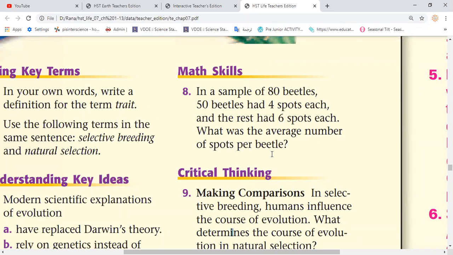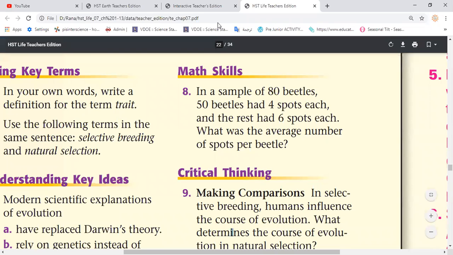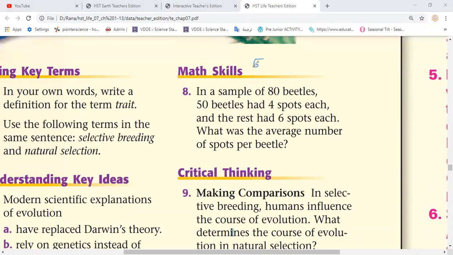For the 50 petals that have 4 spots, we'll multiply the numbers. So we'll have 4 multiplied by 50, which is 200. Excellent. And 30 multiplied by 6, the rest of the petals, which have 6 spots. Excellent. So let's try to write it here. We are going to say 50 multiplied by 4 equals 200 spots. And the others, they are 30, the rest of the 80, multiplied by 6. So they are going to have 180 spots. So the total number of spots is 380.